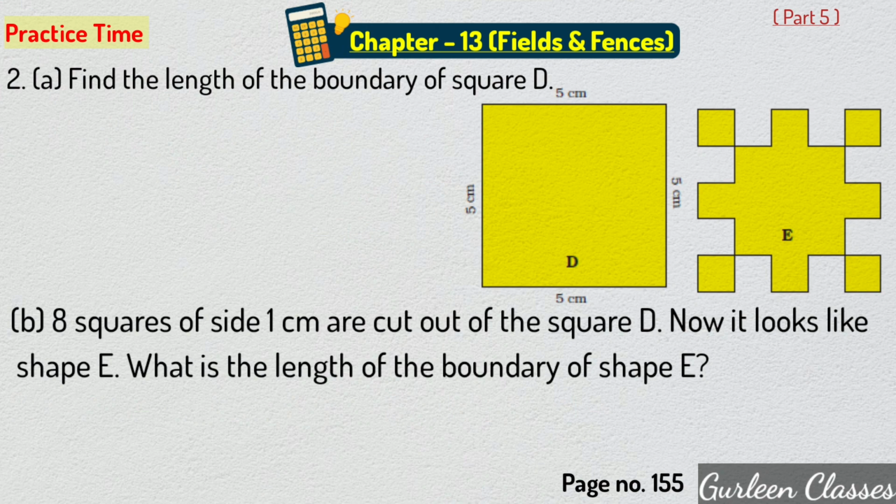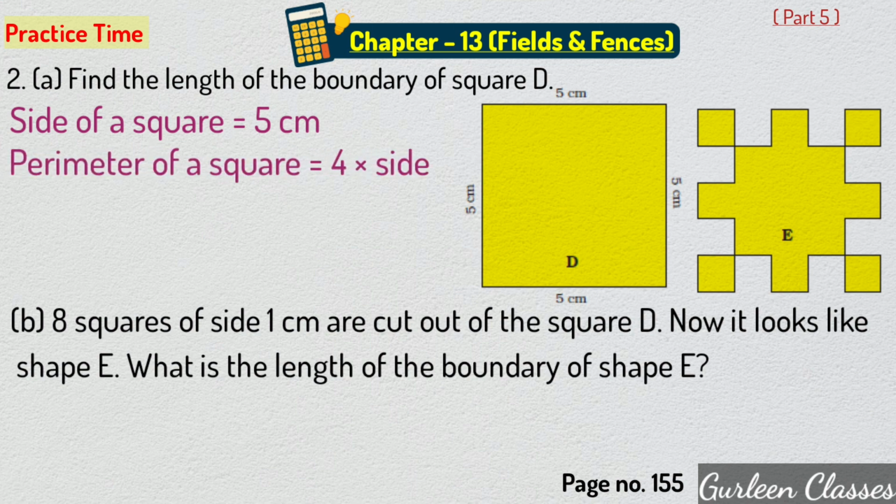Question number 2, A part, find the length of the boundary of square D. Students, here you can see square D where each side is 5 centimeter. So what is the formula? Perimeter of a square is equal to 4 into side, or the sum of all the sides.